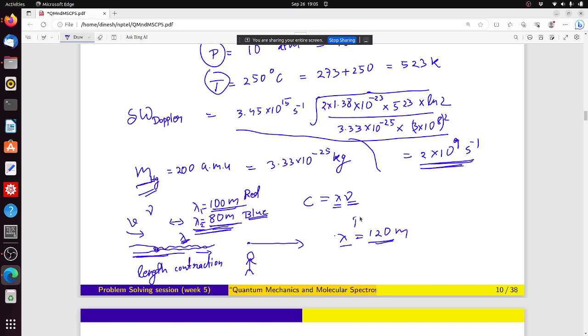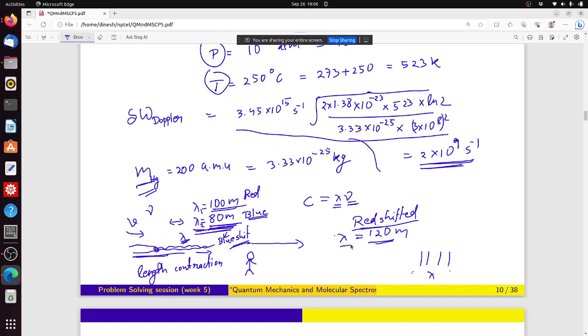In this case, we say this light is red shifted. Red color has more wavelength, so if the wavelength is increasing, we call this red shifted. But when the wavelength is decreasing, we call it blue shift. Blue light has less wavelength than red. So in this spectrum, blue light will have more energy and less wavelength, and red light will have more wavelength and less energy.